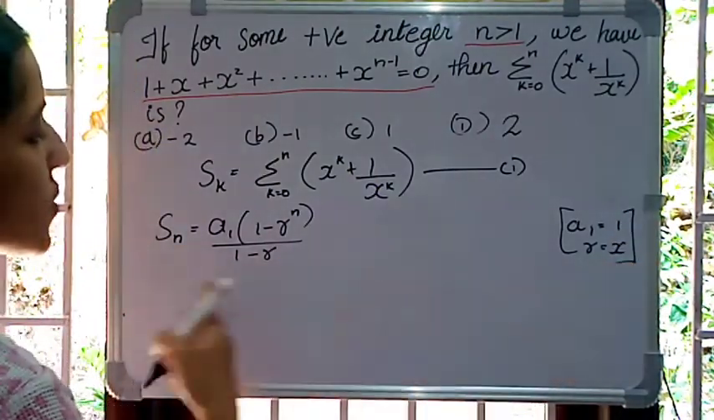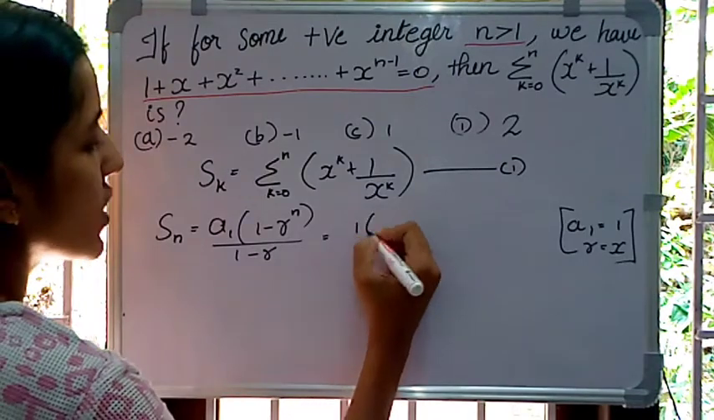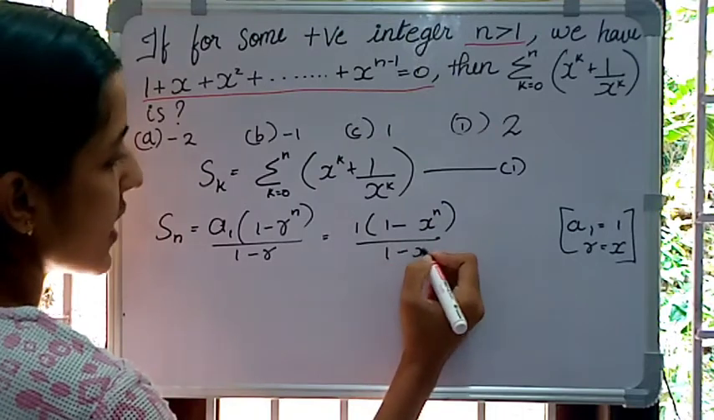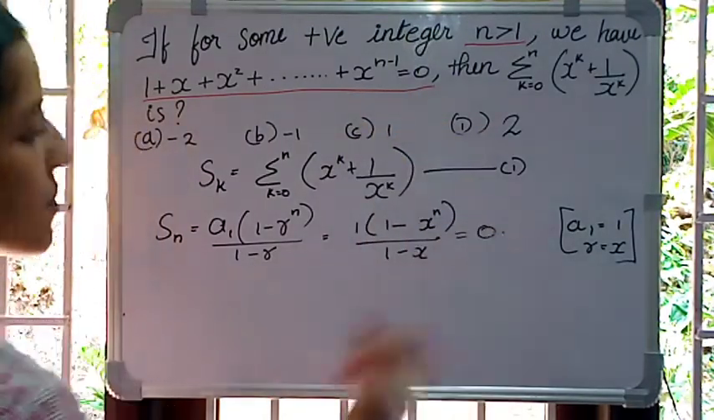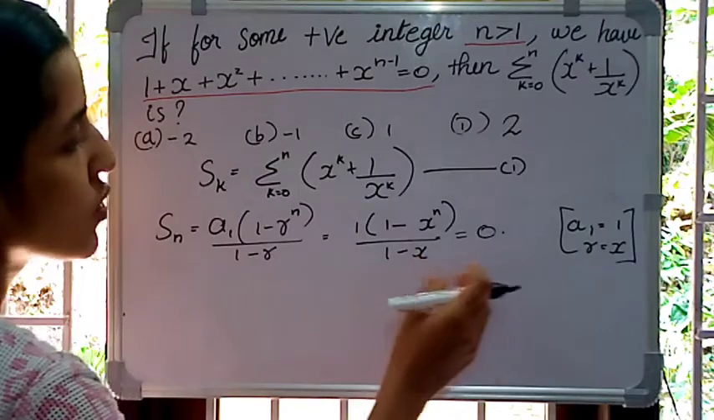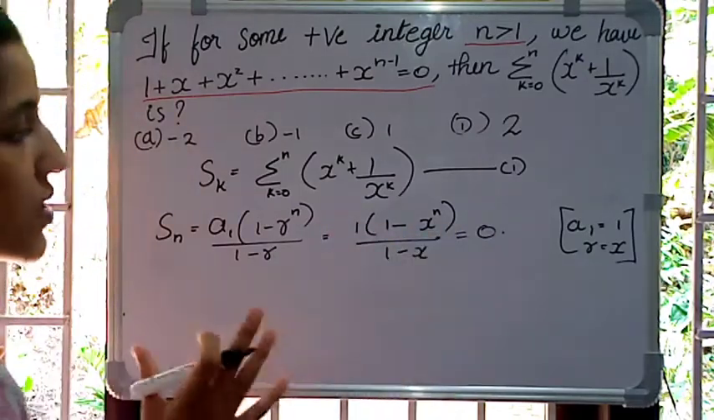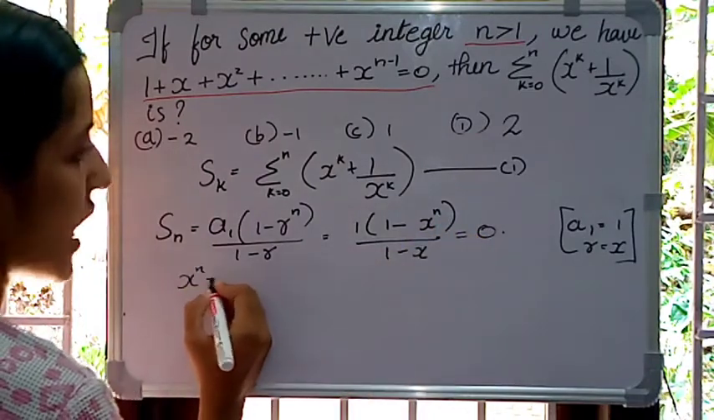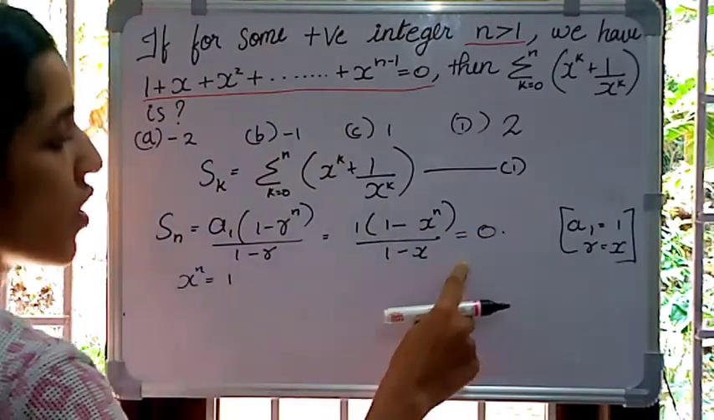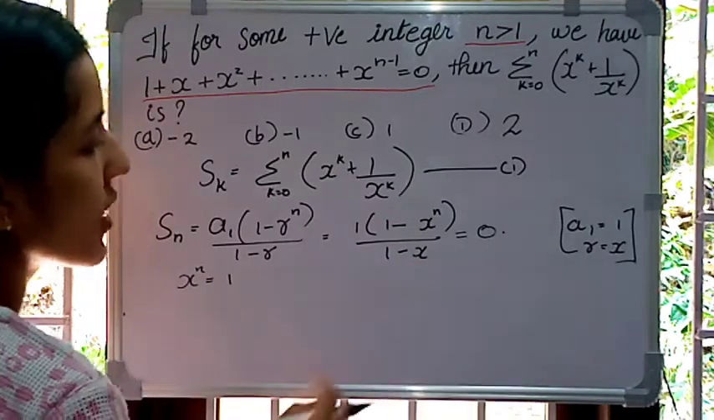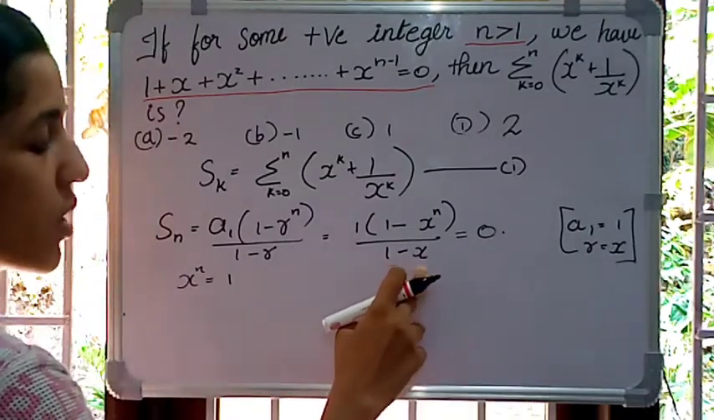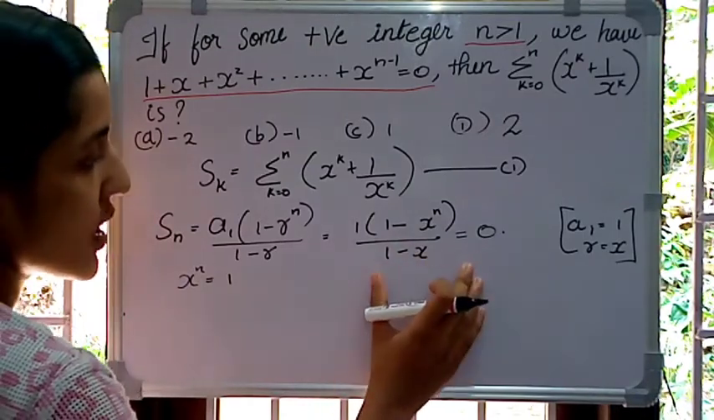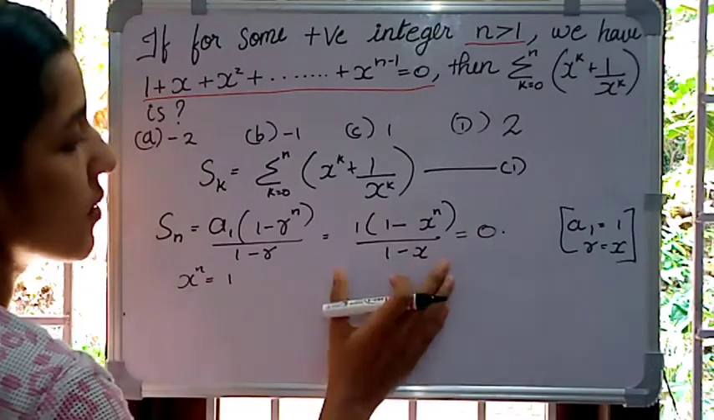On substituting this into this equation, we get 1 into 1 minus x raised to n whole divided by 1 minus x. Given it's equal to 0. Thus, for this term to become 0, the numerator must become 0 first. For that, the x raised to n value must be equal to 1. Here we are not giving x value as 1, since 1 minus 1 will be 0. So for any fraction, the denominator can't be 0. Since if the denominator is 0, then the entire term will be not defined.